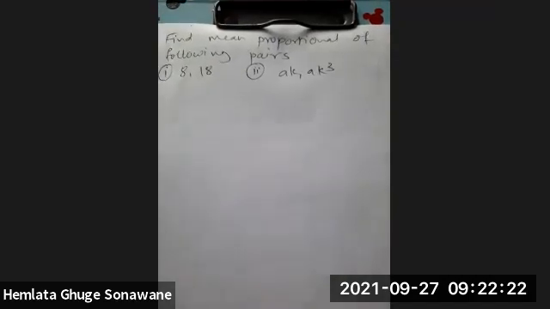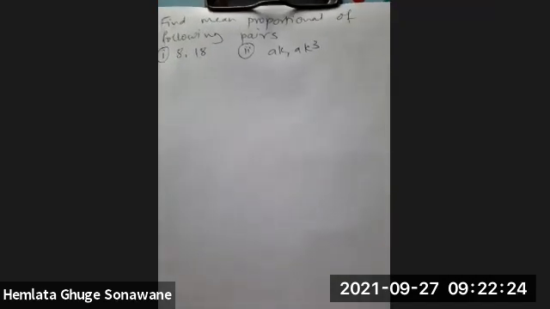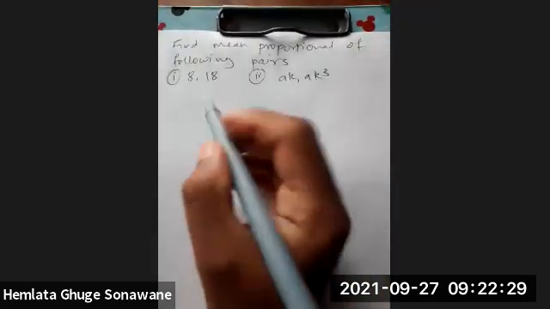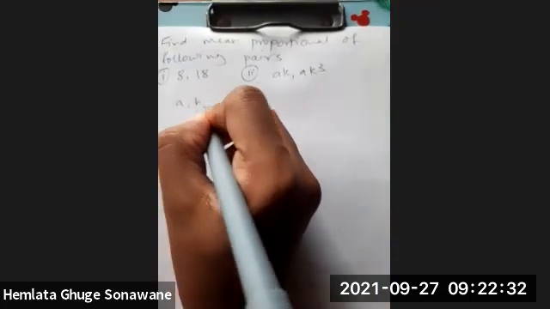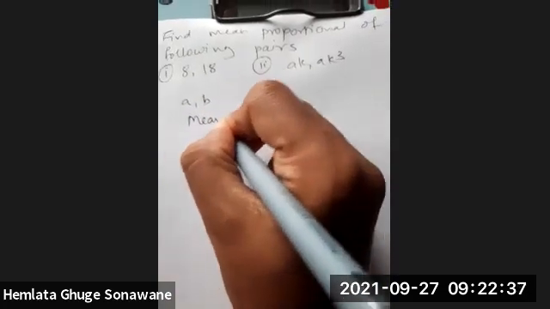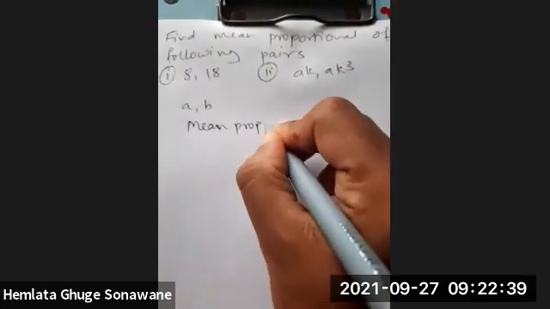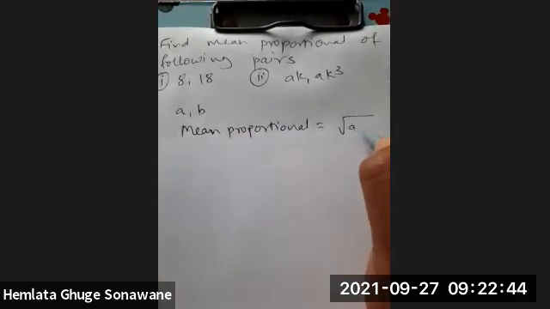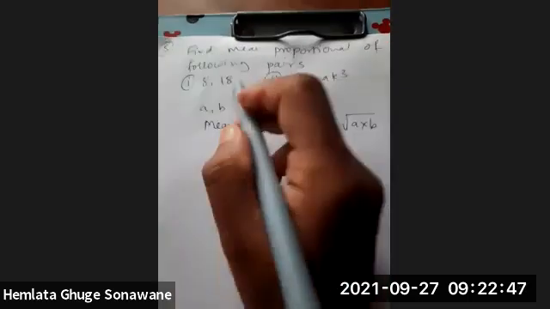Okay, we'll move to the next example. Find the mean proportional of the following pair. If A and B are in mean proportion, then how will we find the mean proportional? The mean proportional is equal to the square root of A into B. Now we have to apply this formula here.